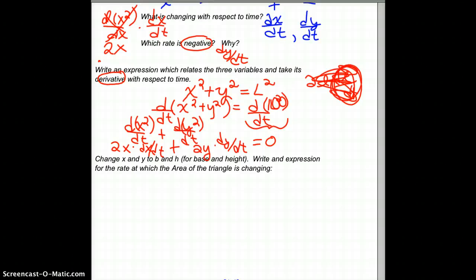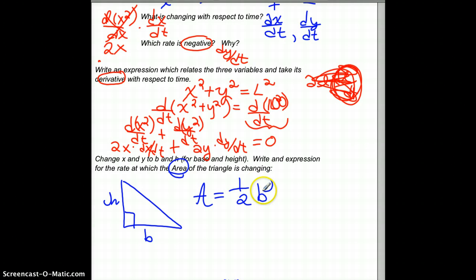Now it says, change x and y to be b for base and h for height. So now we're going to consider maybe it's an area of a triangle. Instead of the ladder sliding down the wall, I'm going to talk about the area of this triangle. It says, write an expression for the rate at which the area is changing. So again, I need a relationship between the variables. The relationship is area is equal to 1/2 base times height.